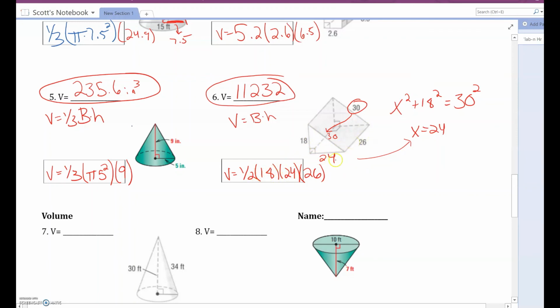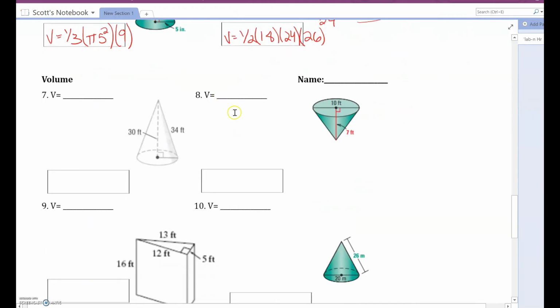And then your height of the figure or of the prism connects the 2 bases. So 26 connects triangle to triangle. It would fill it up with water, like if we had to tilt it over, which is why I have this down here. Area of the base times the height would give me that. All right, we will do 7 and 8 yet.